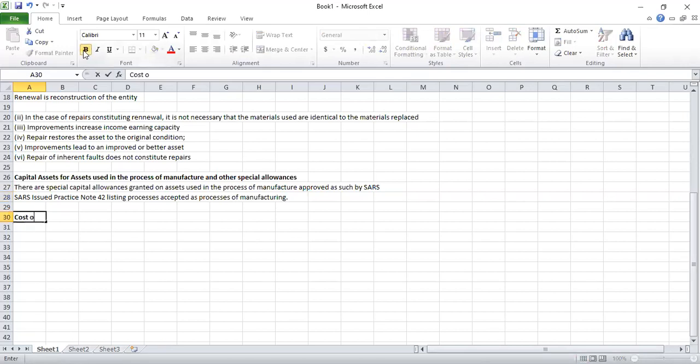Cost of assets. Just like in accounting, when we're regarding the cost of an asset, we take into account its original cost price, plus any other direct costs that you have to incur for it to be usable. For example, transport and installation fees will be included in the cost of the asset. Non-refundable taxes like customs duty, and VAT if you are not a VAT vendor, you would also include in the cost of the asset. But if you are a VAT vendor, you won't include VAT.